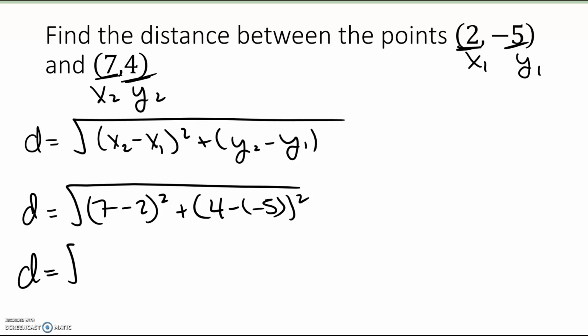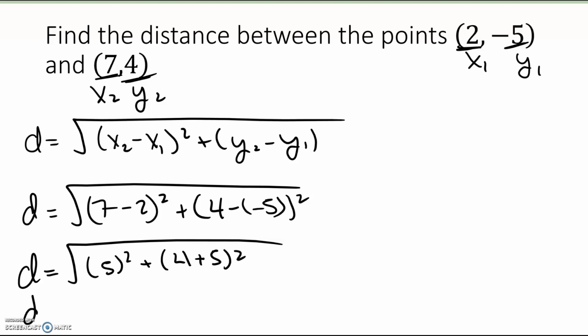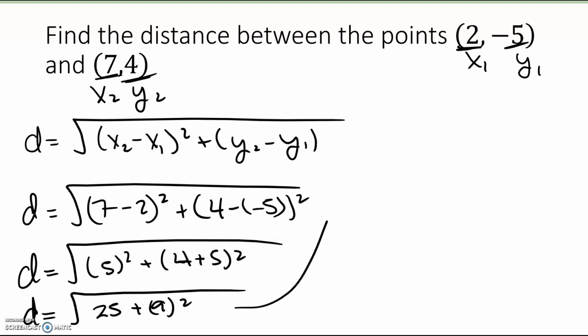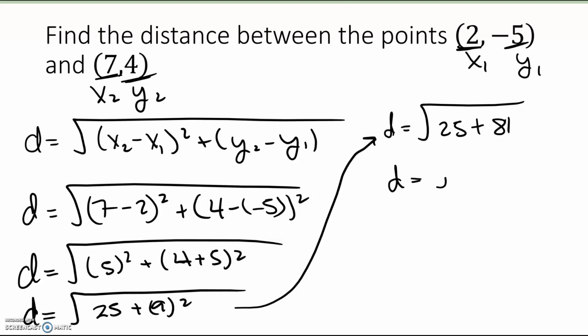Okay, so we're going to clean this up a little bit. So 7 minus 2 is 5. Okay, 4 minus a negative number, that's going to be plus. Okay, so 5 times 5 is 25, plus 4 plus 5 is 9. Okay, that's squared. So we got 25 plus 9 times 9, that is 81. Okay, and then 25 plus 81, that is 106.